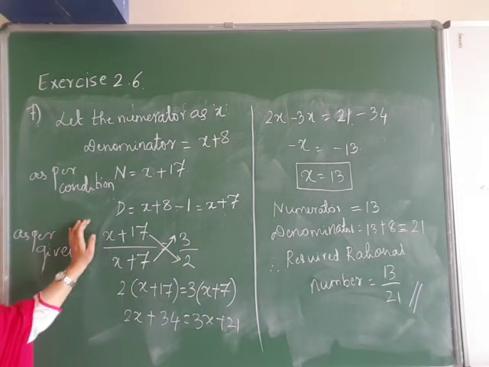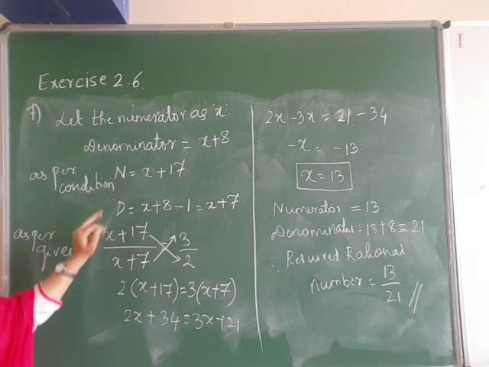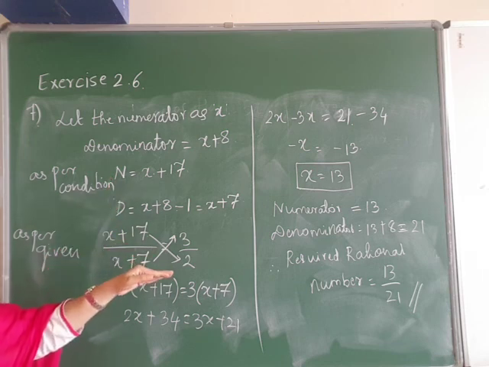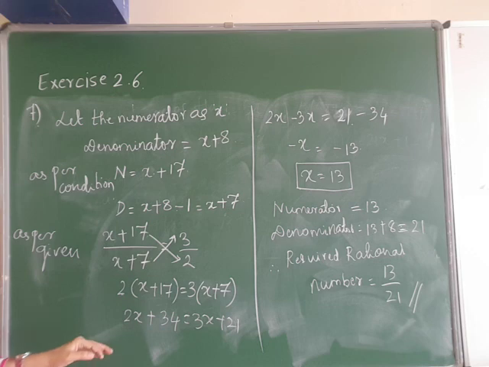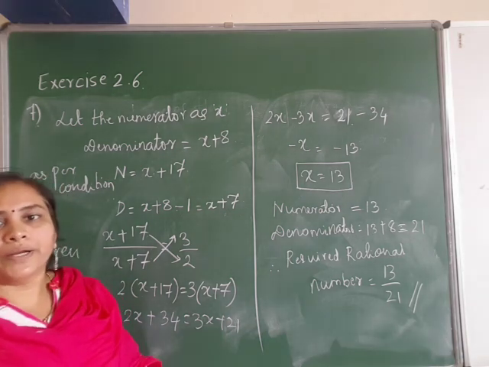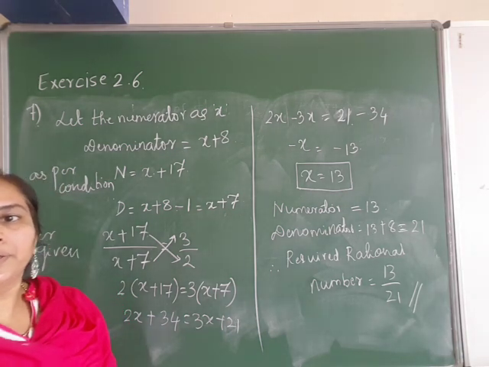So here the only consideration is numerator divided by denominator, because we have to calculate the rational number. So the required rational number is 13 divided by 21.